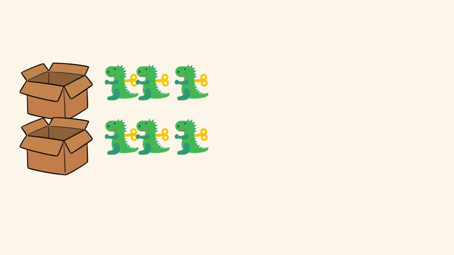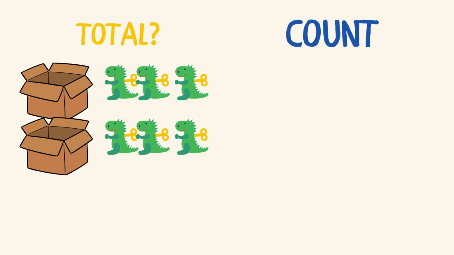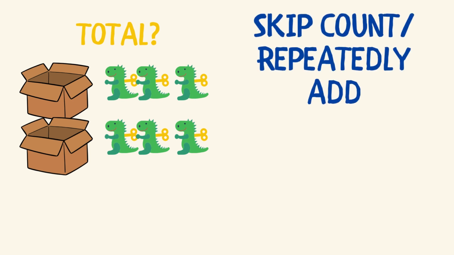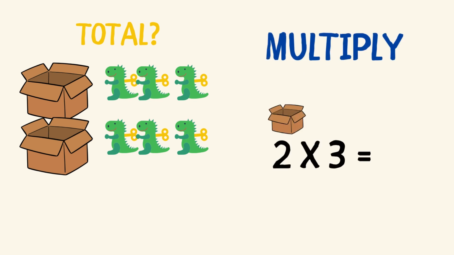What you may be asked to solve for is the total of items in all of the groups. So for the boxes and toys, you can count that there are 6 toys in all. Another way is you can skip count or repeatedly add the number of each group or toys in each box, so 3 toys in the top box plus 3 toys in the bottom box would give you a total of 6. Or, you can multiply the 2 boxes by 3 items in each box, and that will also total 6.